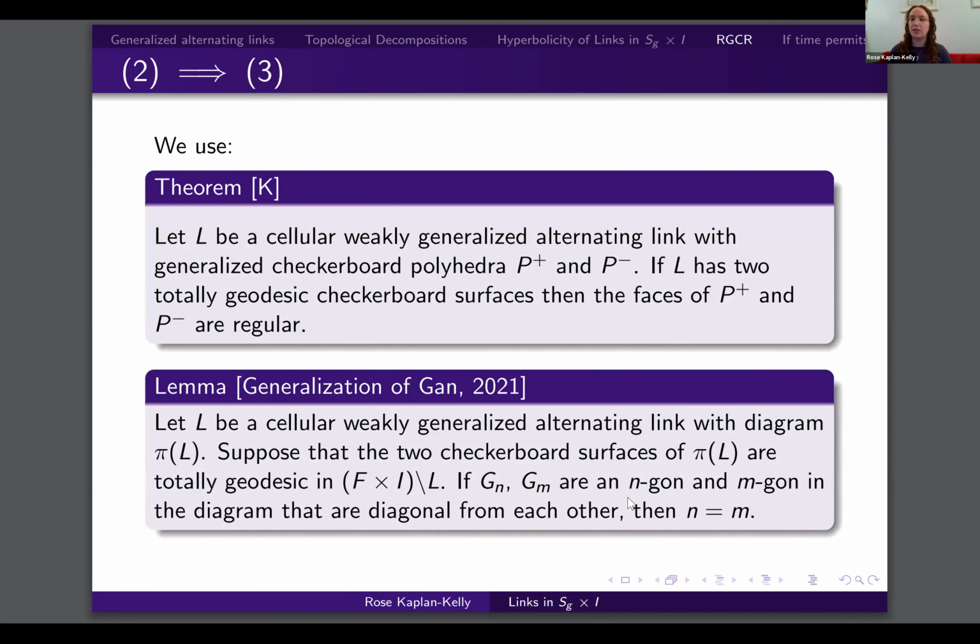Next, we're assuming that we have two totally geodesic checkerboard surfaces, and we want to see why that implies anything about the diagram of the link. So tools that go into this are, first, we want to show that if our link has two totally geodesic checkerboard surfaces, then the faces of its corresponding generalized polyhedra in this decomposition of its complement are regular. And then also, we want to extend Don's work to show that if our link has two totally geodesic checkerboard surfaces, then two faces that are diagonal in the diagram with respect to any crossing corresponding to a vertex will have the same number of sides.